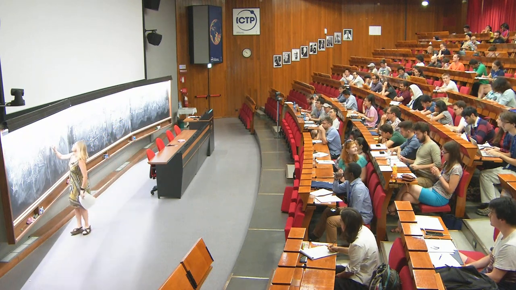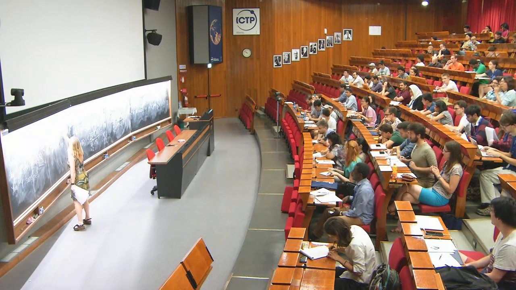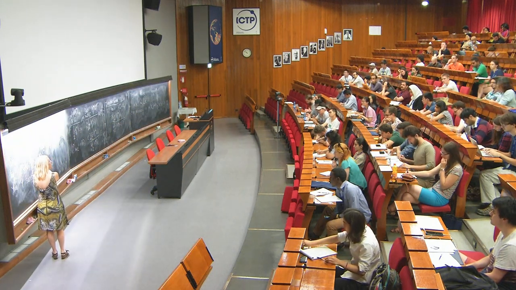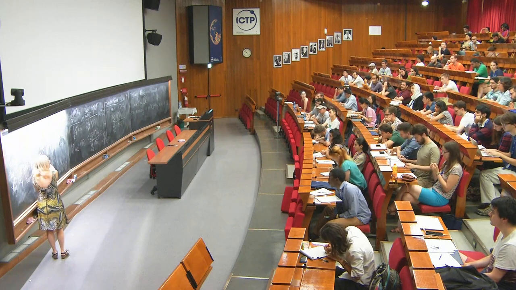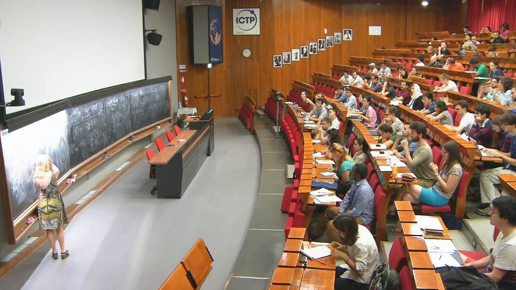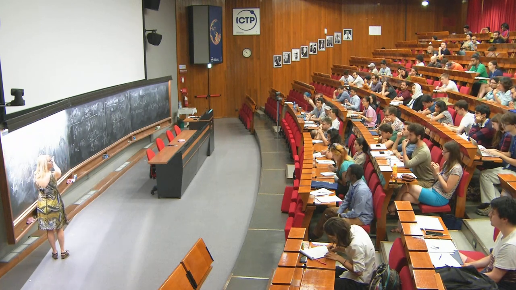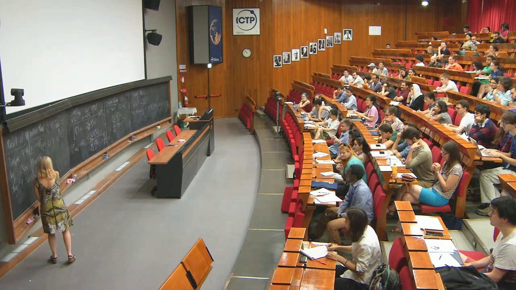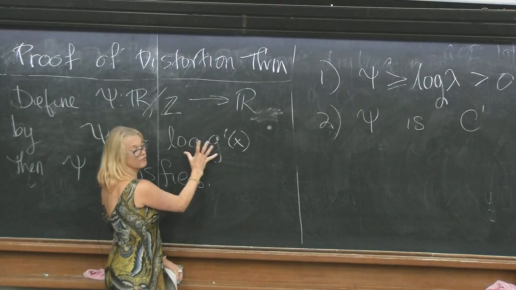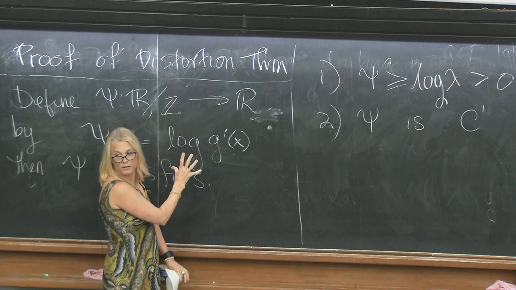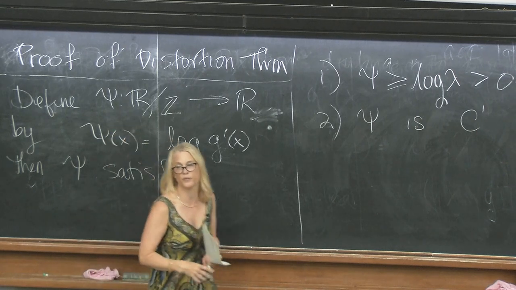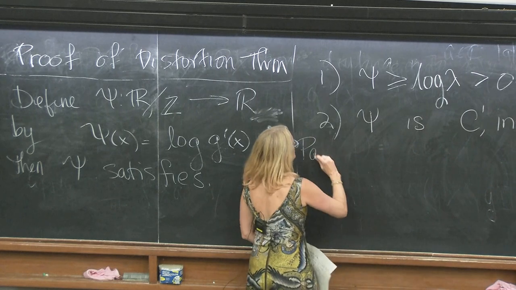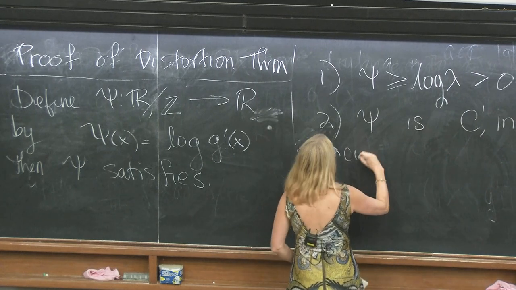Secondly, and this is key, psi is C1. It's continuously differentiable. That's because g is C2, which is twice continuously differentiable. That means that g prime is once continuously differentiable. But log is as smooth as you want. So if I compose, and this is bounded away from 0, this function is C1, and the derivative is bounded. But the key point is that it is C1, and in particular, it's Lipschitz. If you haven't seen this before, it's just the mean value theorem.